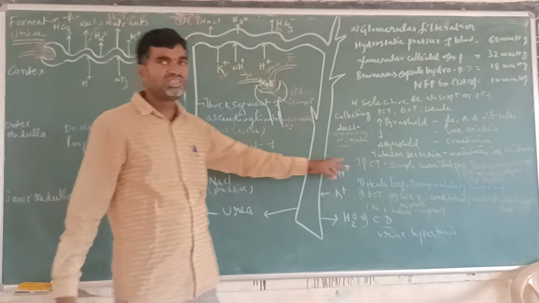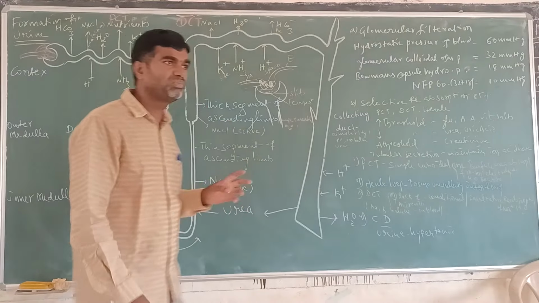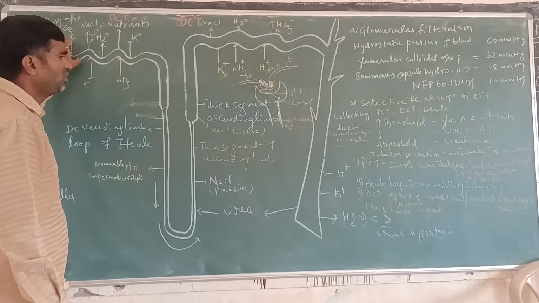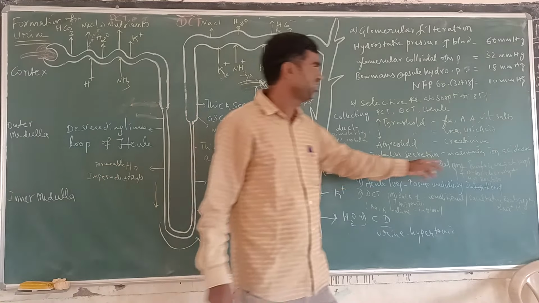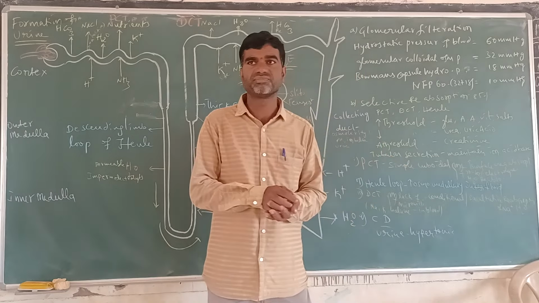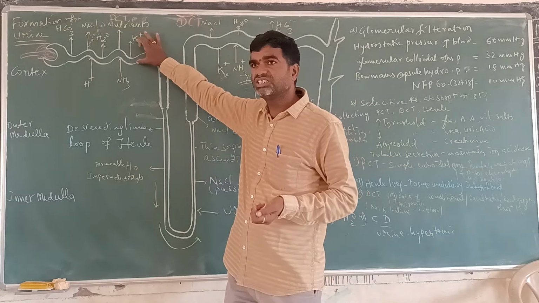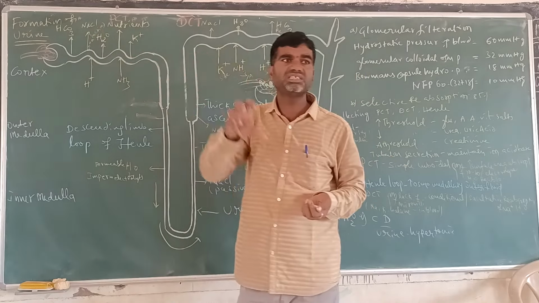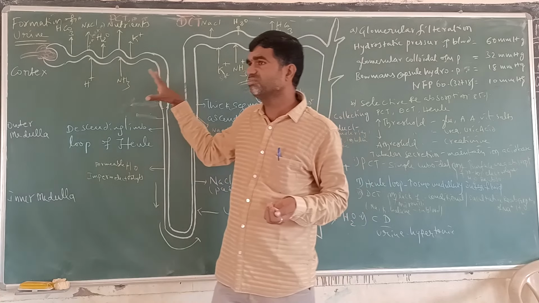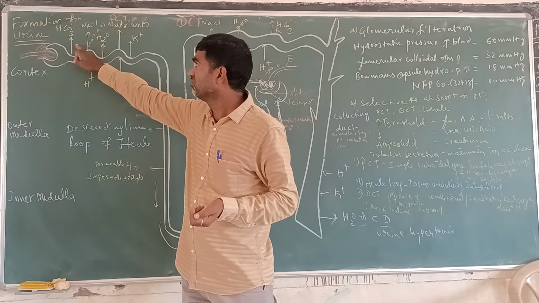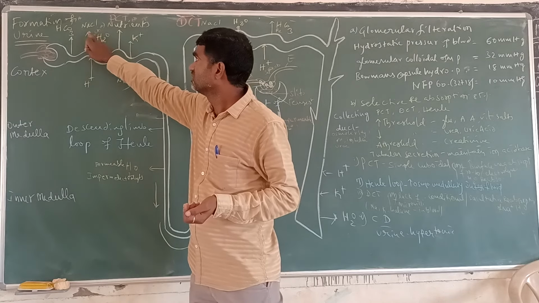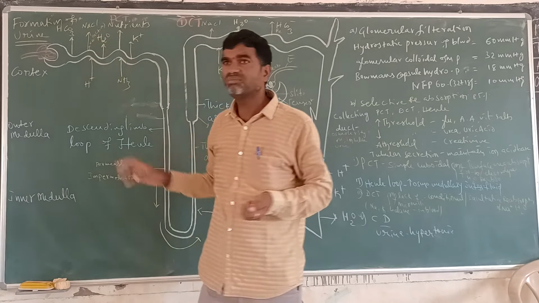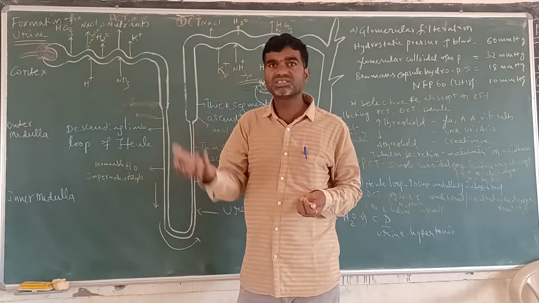Okay, here tubular secretion is forming. So how is the tubular secretion forming? Here it is maintaining acid base balance. So PCT is maintaining acid base balance. How is it maintaining acid base balance? Bicarbonate ions, NaCl is there. So Na plus and Cl minus.